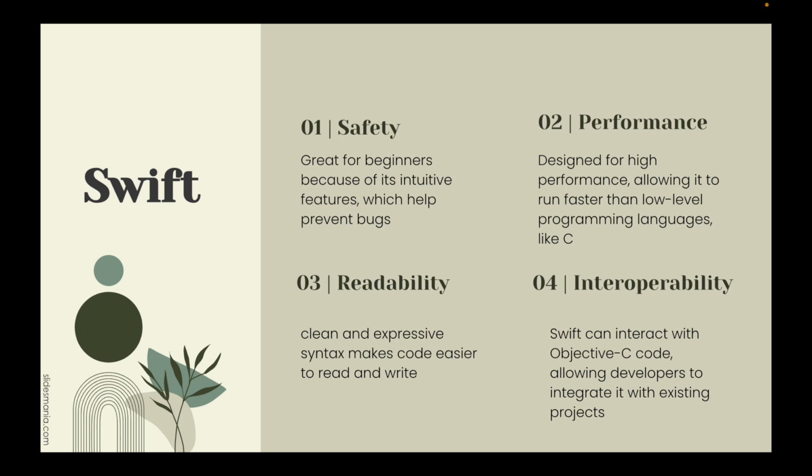And then lastly, we have interoperability. And so Swift can interact with Objective-C code, allowing developers to integrate it with existing projects. So basically, interoperability is the ability of computer systems or software to exchange and make use of information. And so basically, it means that you can take Swift and it can interact with another code, so Objective-C code. And so that makes it a lot easier because, as I stated, it allows developers to integrate it with existing projects.